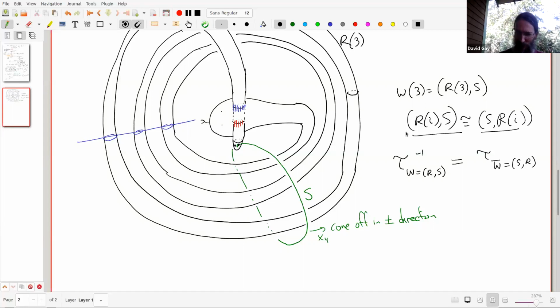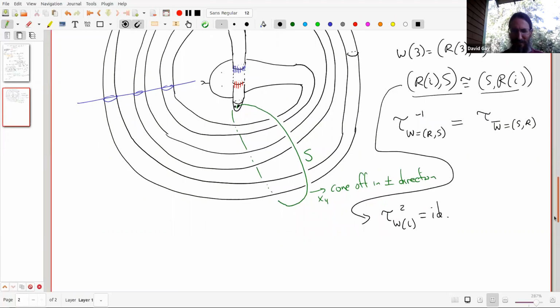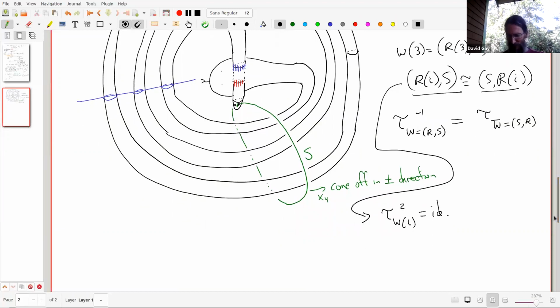And so the consequence of all of this is that twist along W of I squared is the identity. Because if you switch two factors, it's isotopic to the same thing. And actually, Gabai and Budney have another way to see this same diffeomorphism, in a very similar way, moving stuff around and seeing that you can switch two factors of something, seeing that this element is the identity.